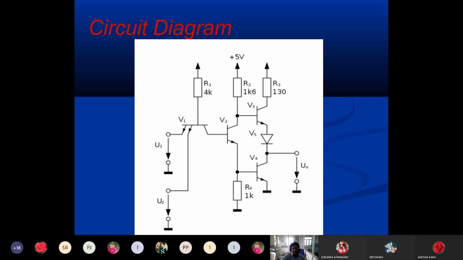So if both transistors, Q3 and Q4, are simultaneously on, we have some push and pull.